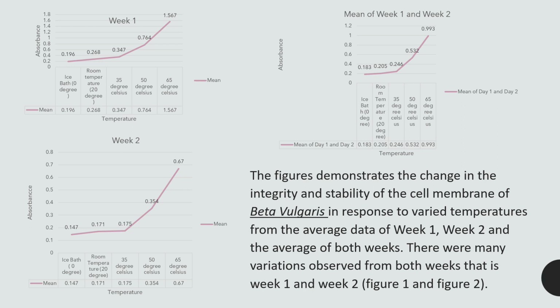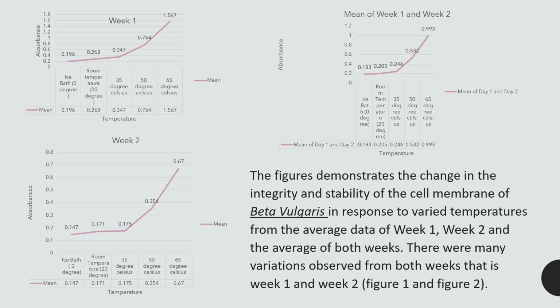We can clearly see from the graphs that we performed our experiment twice, week 1 and week 2, and in both weeks the highest absorbance value was at 65 degrees Celsius. If the absorbance value is more, it means the pigment leakage is also more. So we can find out from this that if the pigment leakage is more, that means the membrane has become more destabilized and more fluid. All these figures demonstrate the change in the integrity and stability of the cell membrane.